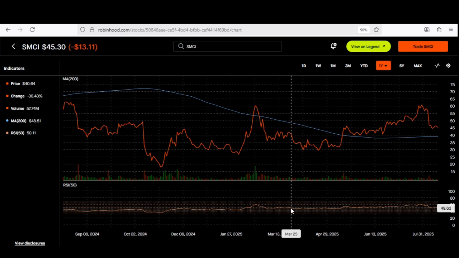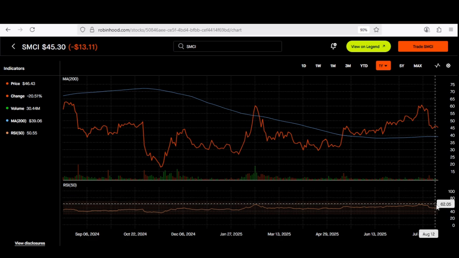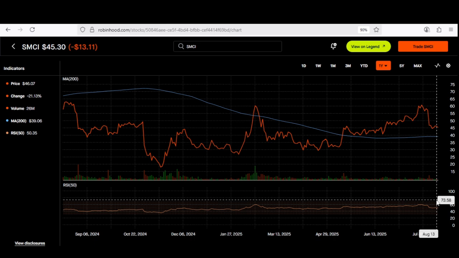What the RSI does is that it shows you whether the share price of the stock is overbought or oversold. Once you're going up the RSI, it goes all the way up to 100. But when you're going up from the 50, the closer you get to 70, that tells you that the stock is now being overbought.